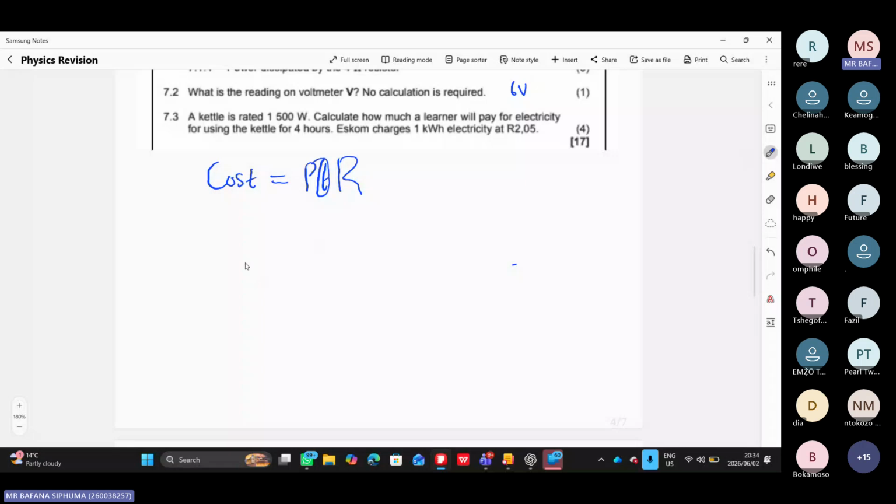Now let's break everything down. When you talk about the power, it is in kilowatts. So to move from watts to kilowatts, you divide by 1000. And then what about T? Time is in hours.